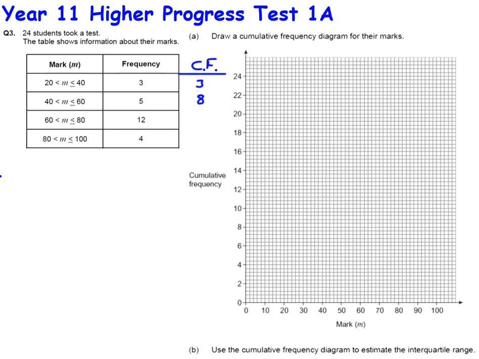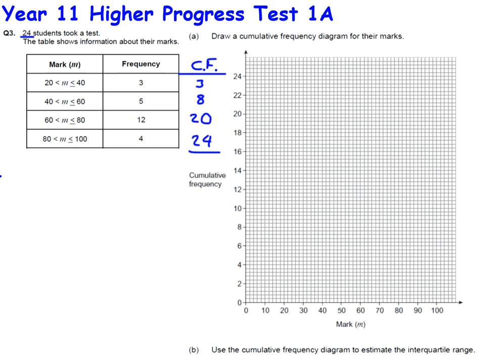The next stage, we're looking to see how many people score between 20 and 80. So that's 8 plus our 12, which is 20. And we're now looking to see how many people score between 20 and 100, which is 24. Now, our last number should always equal the total number that the question's asked us. So we know that we've got this right.